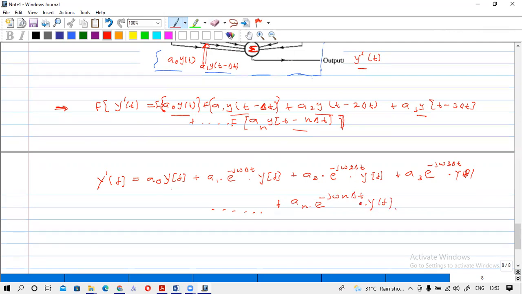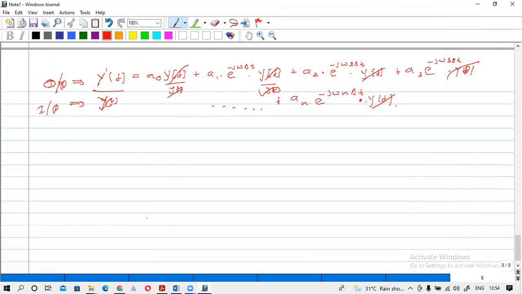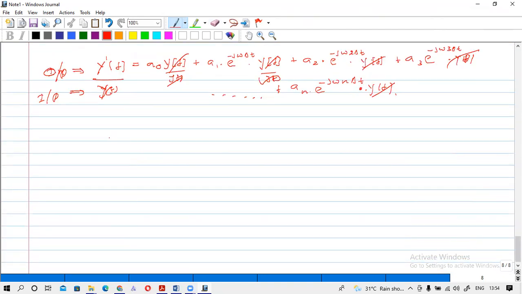If I divide all terms by Y(F), all these Y(F) are cancelled. So we have Y dash F over Y(F). This is the output frequency domain signal, and this is the input frequency domain signal. Output by input means transfer function. So that is the transfer function of our equalizer.